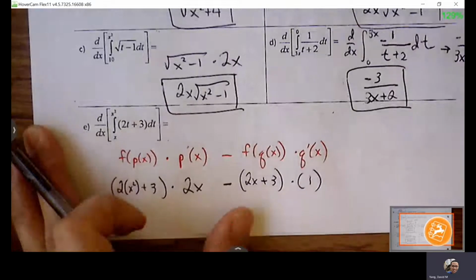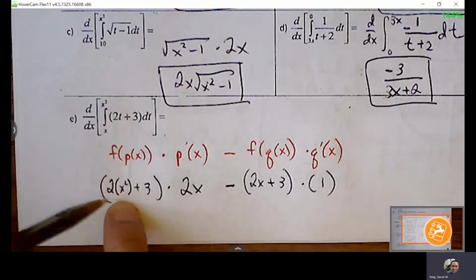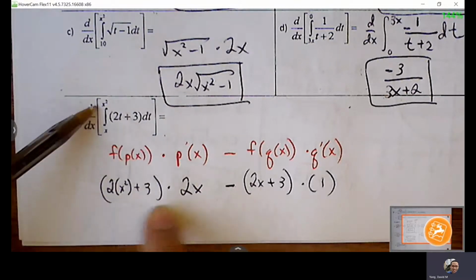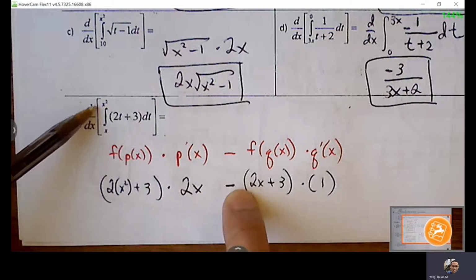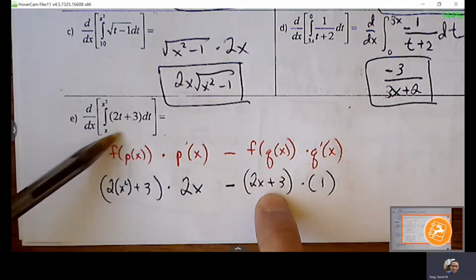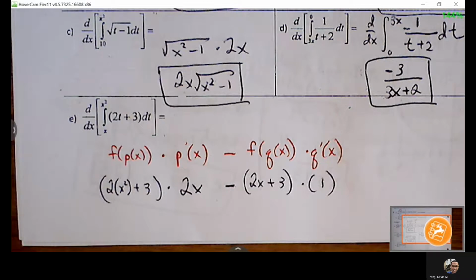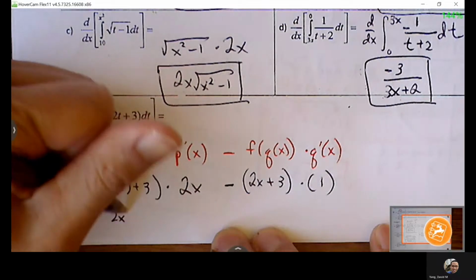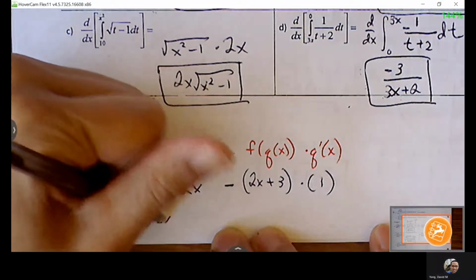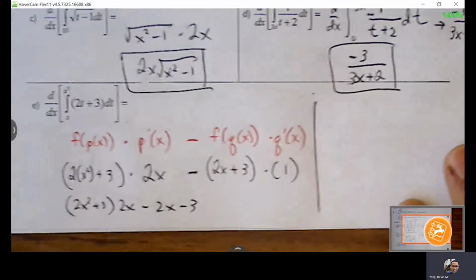Okay, how do your steps look? They match. f of p of x, just insert the x squared in for the t, times upper bound's derivative, minus, okay, we can't ignore the lower bound because it's not a constant, so repeat the process here, insert x in for the expression, we call it f of q of x, so 2x plus 3, times lower bound's derivative, x becomes 1. Good? So now we're just going to clean up. Distribute the 2x through.